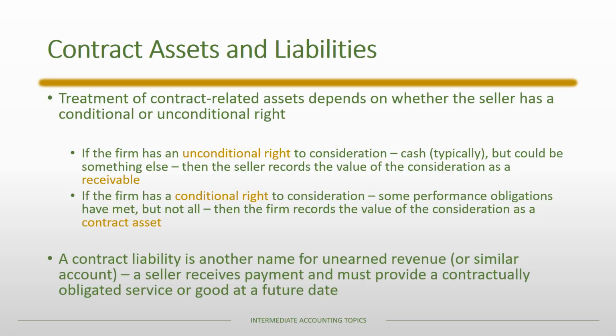And then a contract liability is just another name for unearned revenue. The seller receives payment and must provide a contractually obligated service or good at a future date. You've probably seen this when you covered current liabilities, so I'm not going to talk too much about it here.